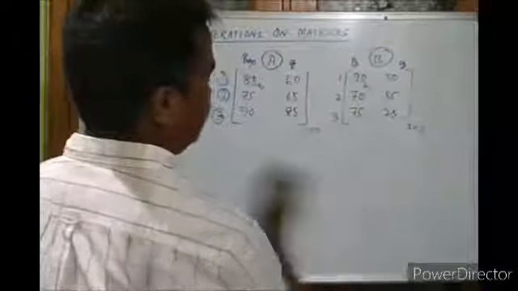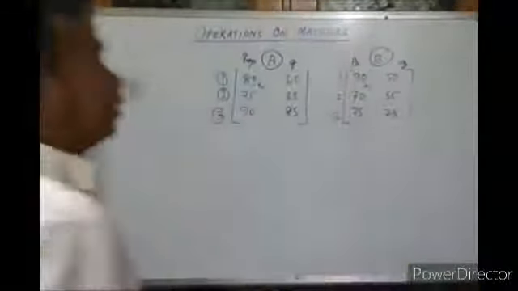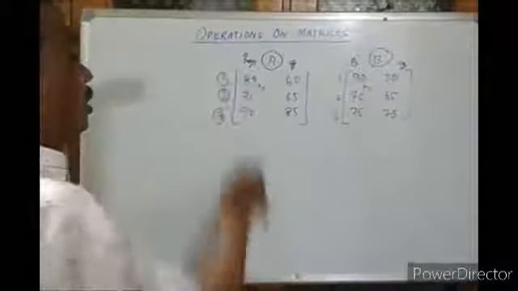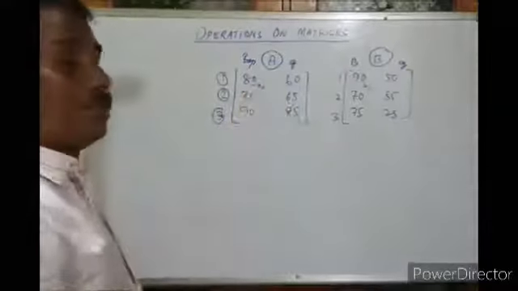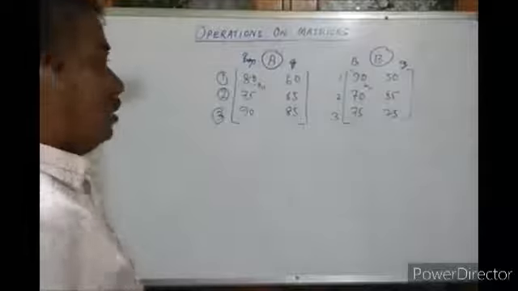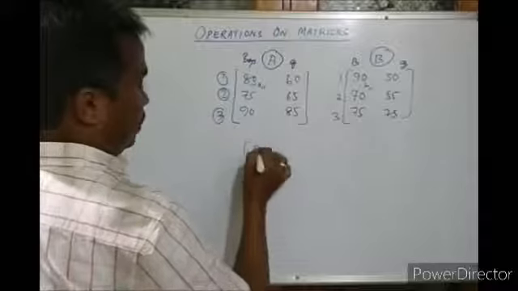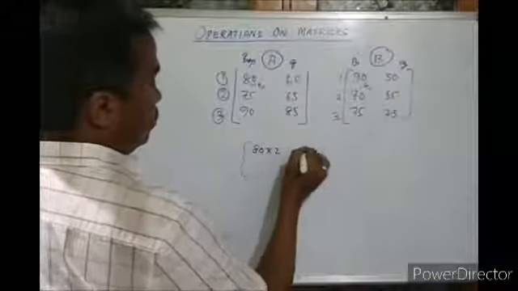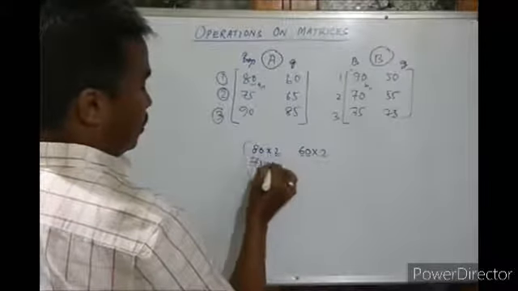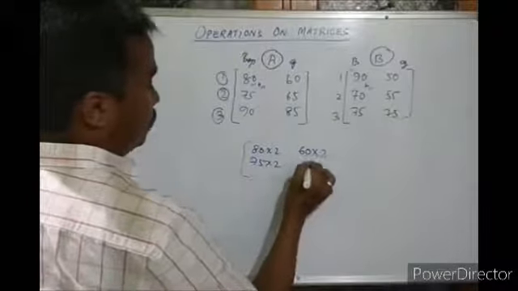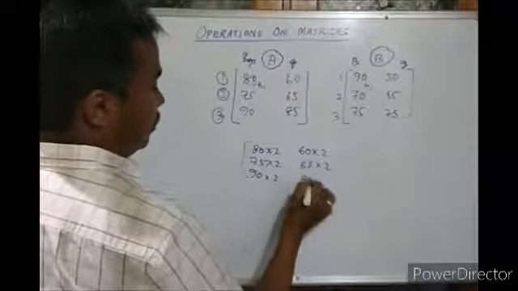Now, let us define multiplication of a matrix by a scalar. Consider the situation: suppose Fatima wants to double the capacity of production in factory A. Then how will she do it? In that case, the production will become 80 into 2. In each category, she will increase. So 75 into 2, 65 into 2, 90 into 2, 85 into 2.